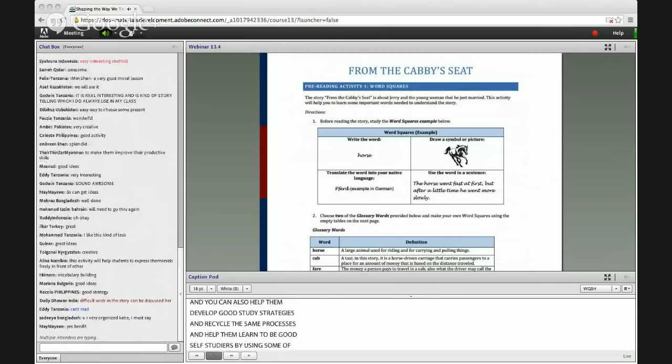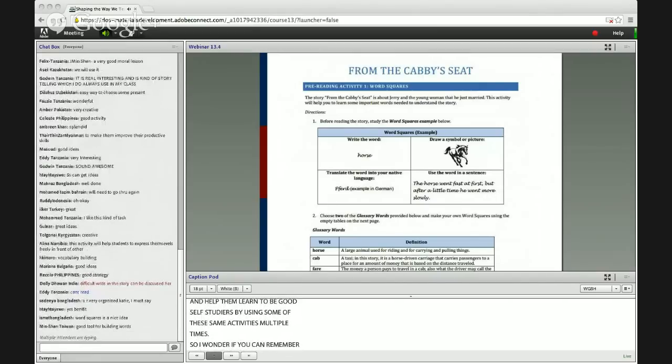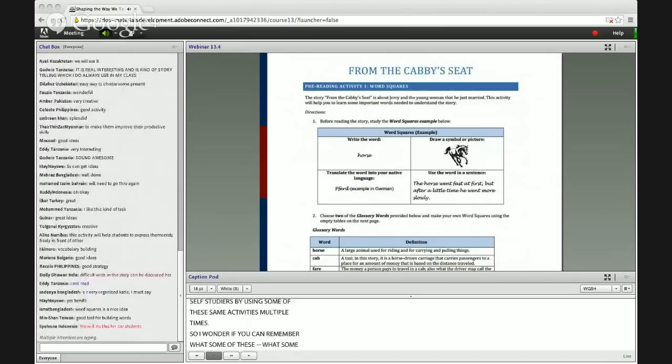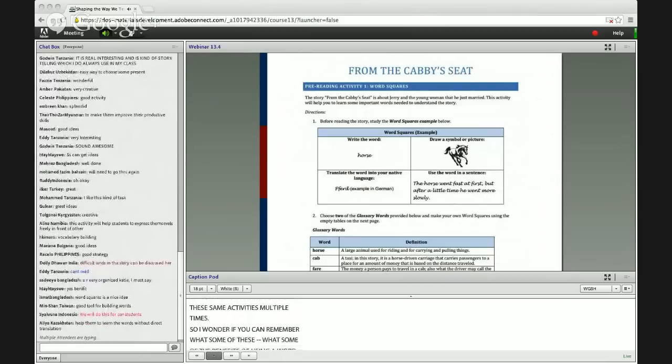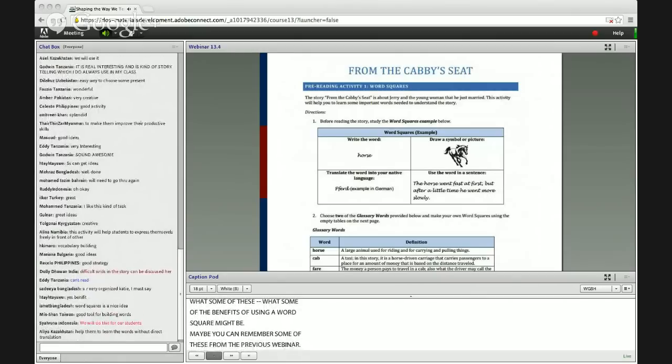So I wonder if you can remember what some of the benefits of using a word square might be. Maybe you can remember some of these from the previous webinar. Okay, so it helps them learn the words without direct translation. Okay, that's true.